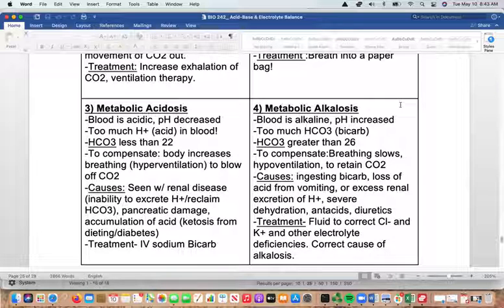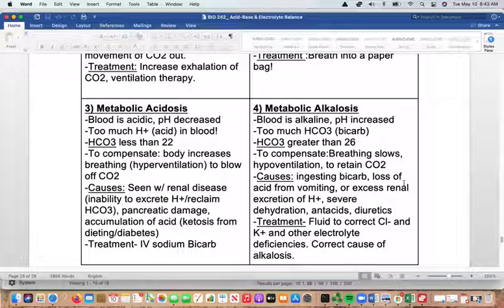Metabolic alkalosis, the blood is alkaline, the pH is increased, so there's too much bicarbonate. Bicarbonate is greater than 26, so with compensation, breathing slows. You have hypoventilation to try and retain the carbon dioxide. Causes: ingesting bicarbonate, loss of acid from vomiting, excess renal excretion of the acid, severe dehydration, antacids, diuretics.